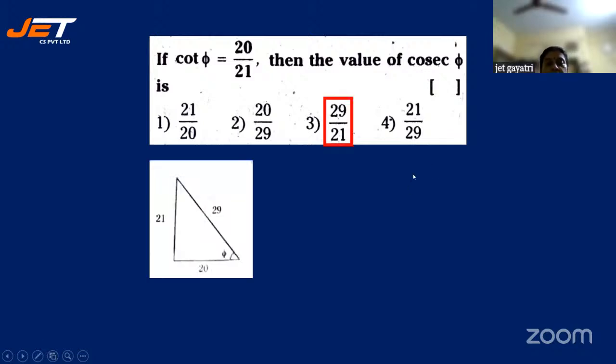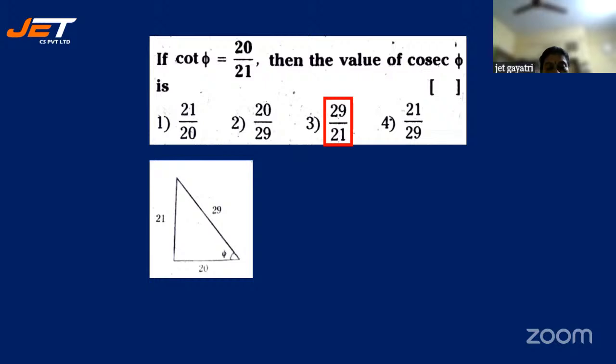All right, students. So just a second, let me see whether my pen is writing. Oh no, it's not writing. Okay. All right, let's see. Yes, as I told you, just draw the Pythagoras theorem. Right? So here we have cot theta is 20 by 21, which is adjacent side by opposite side.